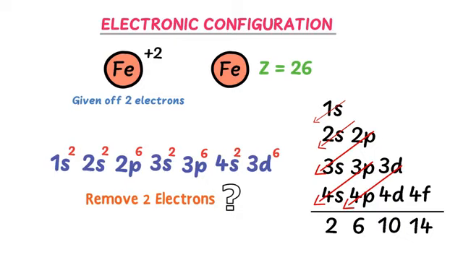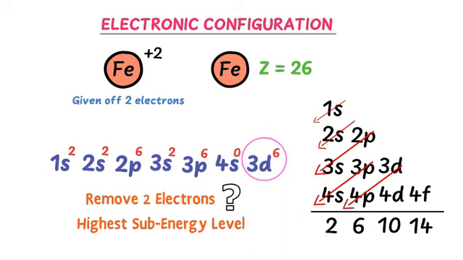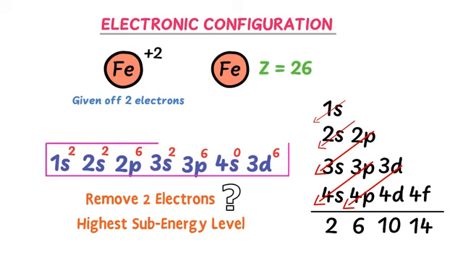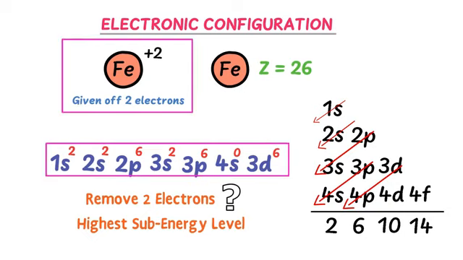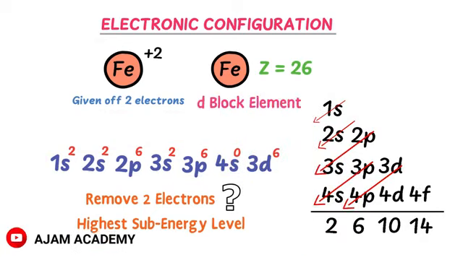Well, we remove 2 electrons from the highest sub-energy level 4s, not from 3d, because 4s is the subshell of 4th or N shell, while 3d is the subshell of 3rd or M shell. So 4s is the highest sub-energy level. Hence, this is the electronic configuration of iron ion. Iron atom is also called a d block element because its valence electrons lie in the d subshell.